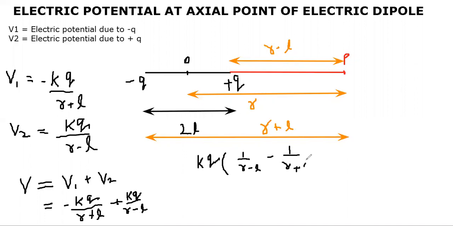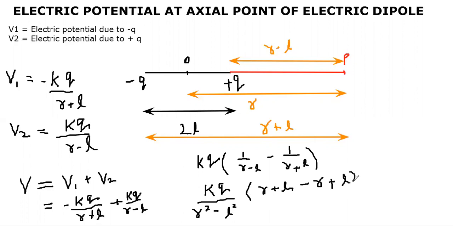Take the LCM. Now, if you take the LCM, what you get in denominator is A plus B, A minus B, that is A square minus B square. That is R square minus L square, and in the numerator bracket R plus L minus R plus L, this you get when you solve the LCM. So R and R cancel. L and L, 2L. So what you get in numerator is 2KQL divided by R square minus L square.